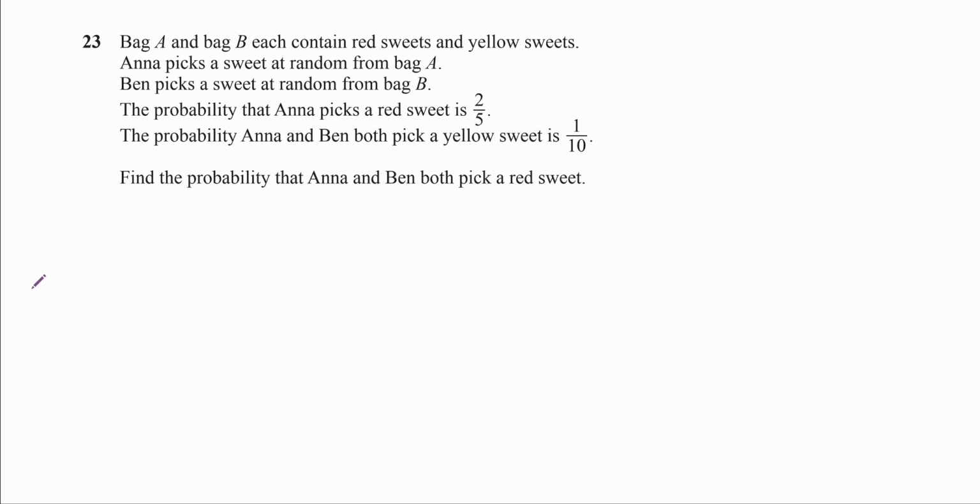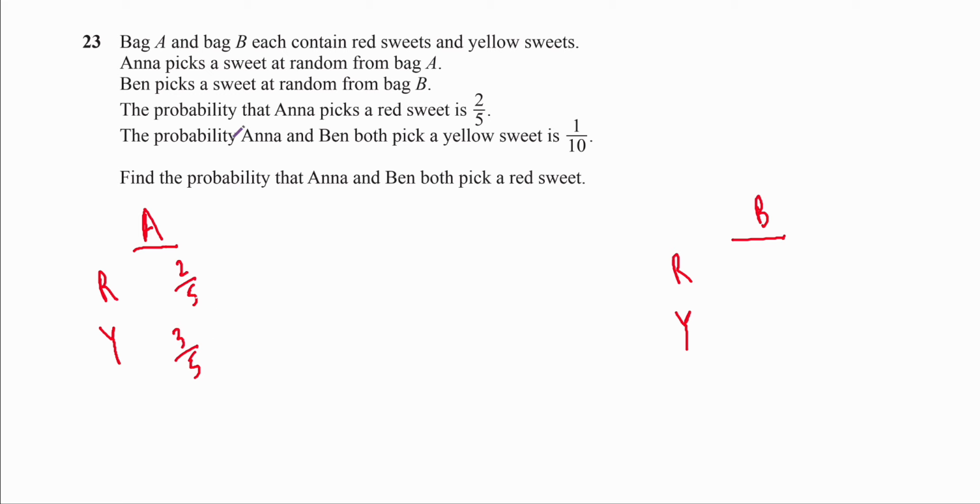Okay, so you have bag A, and then you have bag B. And then bag A has red and yellow. And then bag B also has red and yellow. Okay, so Anna picks a sweet at random from bag A. Probability that Anna picks a red sweet is 2 over 5. So red is 2 over 5. Well, of course, that means yellow has to be 3 over 5, right? Because 2 plus 3 would be 5 over 5, and then that's 1.